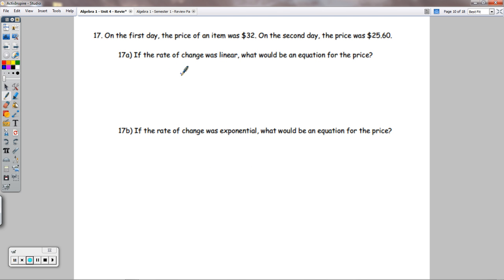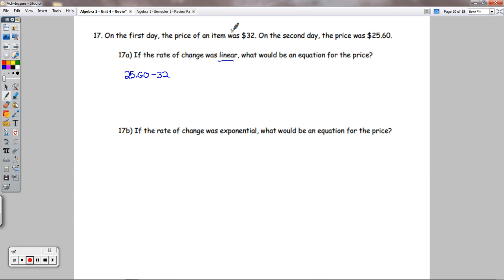Number 17 next. On the first day, the price of an item was $32, and the second day the price was $25.60. So if the rate of change was linear, what would be an equation for the price? If it's linear, it's going to be a common difference instead of a common ratio. So we would take the second term minus the first.